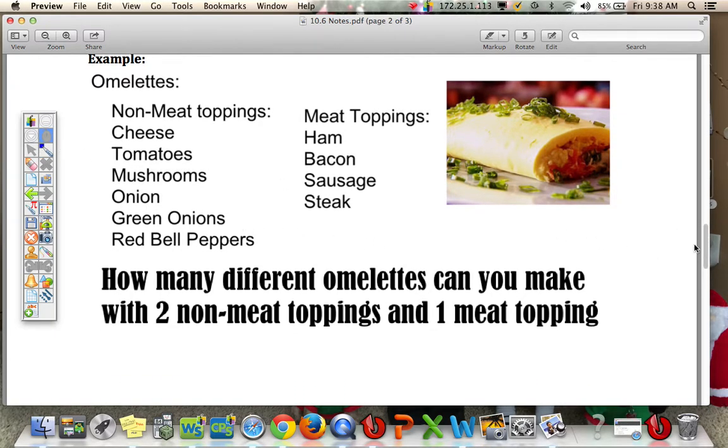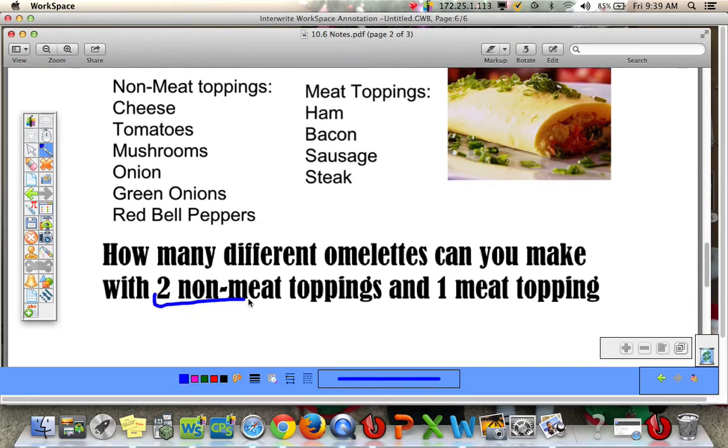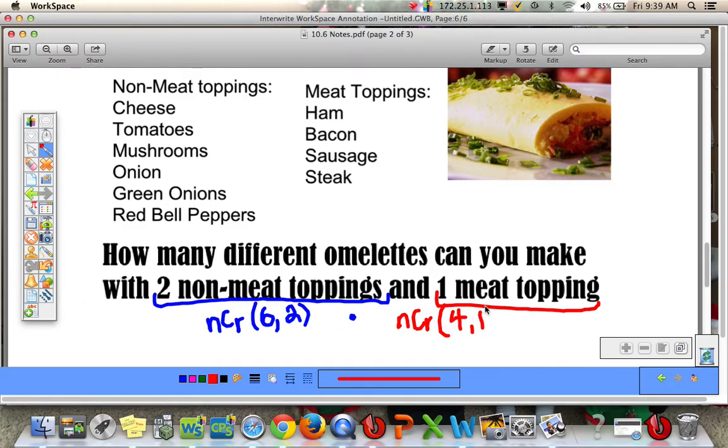Let's start with the non-meat toppings and look at different combinations of that. For non-meat toppings, if we count, there's 1, 2, 3, 4, 5, 6. So there's 6 to choose from, and we're choosing 2 of those. We're going to multiply by the 1 meat topping that we can choose. Out of the meat, there's 4, nCr, and out of those 4, we can choose 1. So we're still multiplying things together, but we're separating it: the non-meat toppings first times the meat toppings.